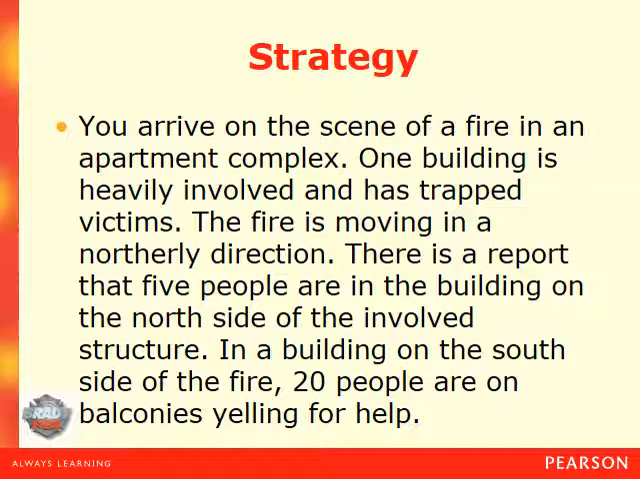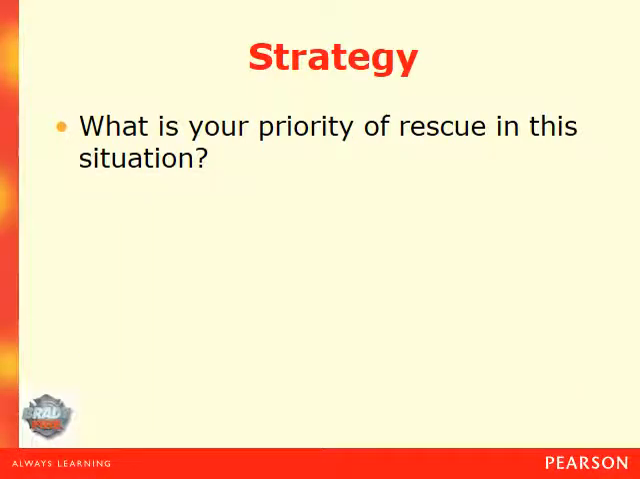You arrive on scene of a fire in an apartment complex. One building is heavily involved and has trapped victims. The fire is moving in another direction. There is a report that 5 people are in the building on the north side of the involved structure. In a building on the south side of the fire, 20 people are on balconies yelling for help. What is your priority of rescue in this situation? So basically go through your RECEO VS algorithm and try to figure out a plan.